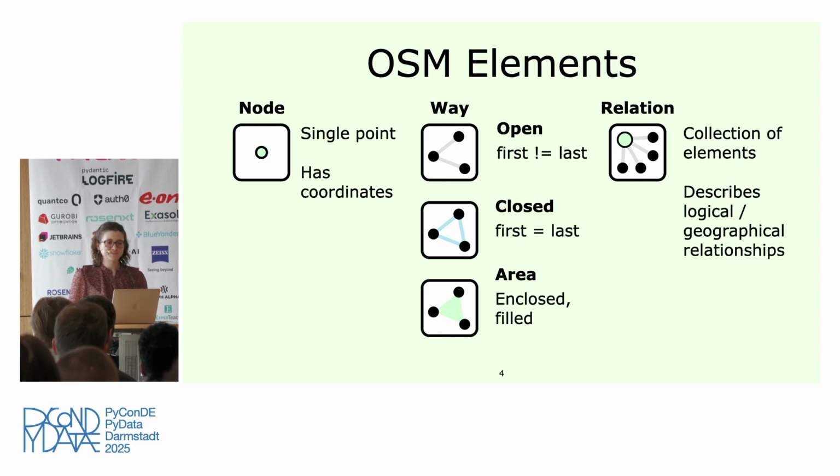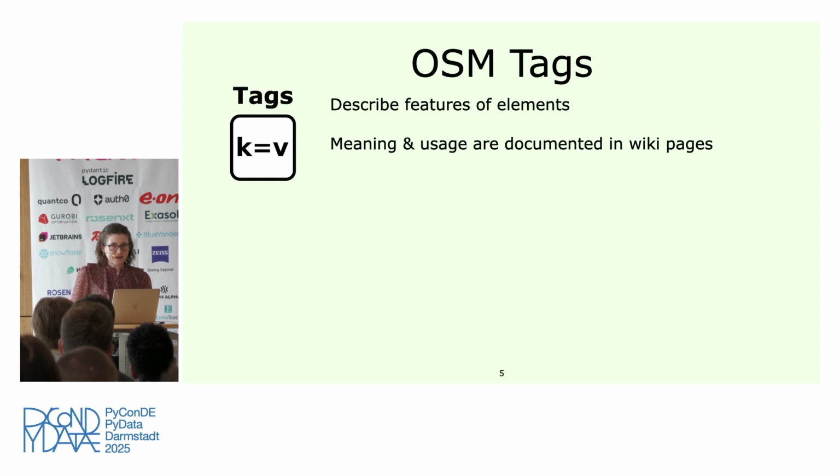So now we know how to find post offices and neighborhoods in the database. Another important aspect in the database are tags. So tags are key value free format text fields that are used to describe features of elements. So when we're talking about the whole planet, this can be quite a lot. So currently, there are over 100,000 distinct keys and over 172 million distinct tags. How do we keep all of this straight? So conventions for tag usage and their meanings are documented in wiki pages.